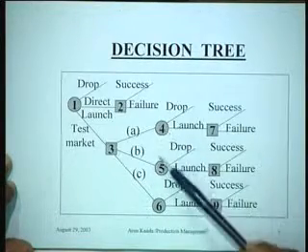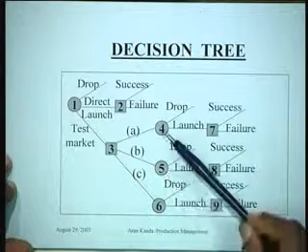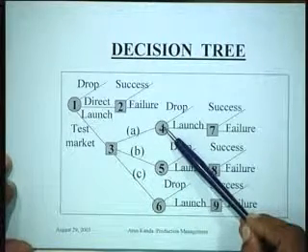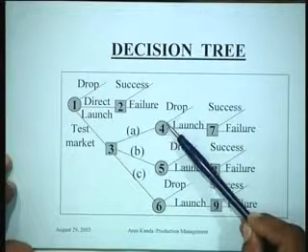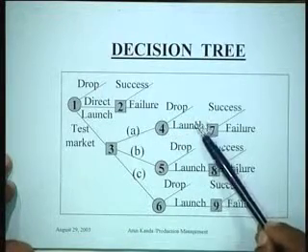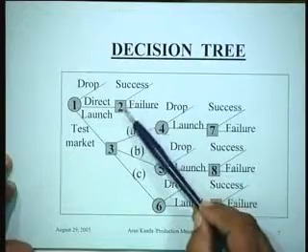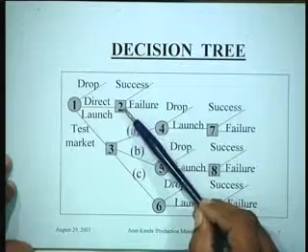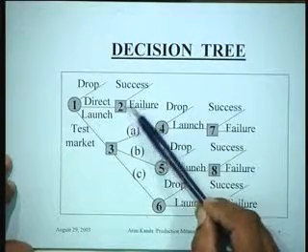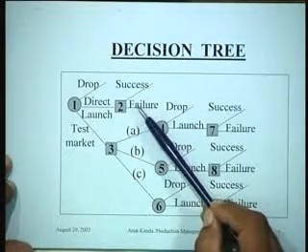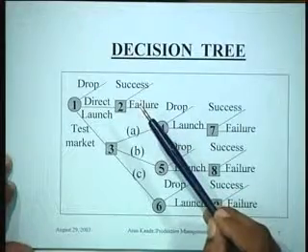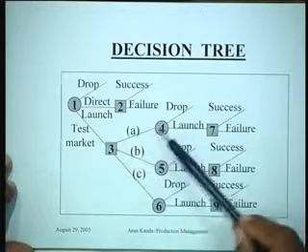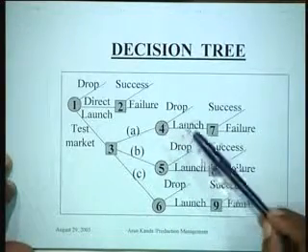And when you come to these nodes, the circular nodes are referred to as decision nodes. That's the place where the decision maker can decide which road he's going to take. Whereas if you come to a square node, you don't know whether you'll be thrown here or here. It depends upon the operation of a roulette wheel, which determines whether you go to success or failure according to a probability distribution. Okay?